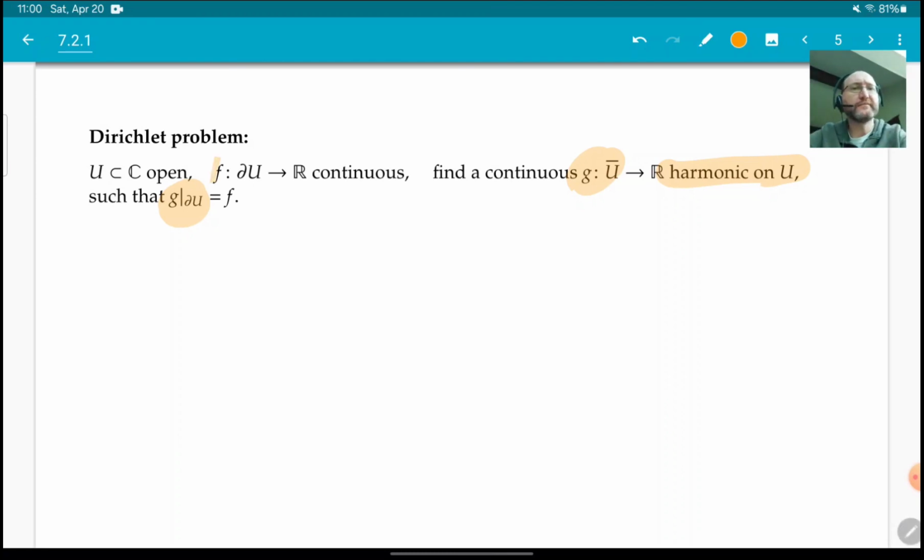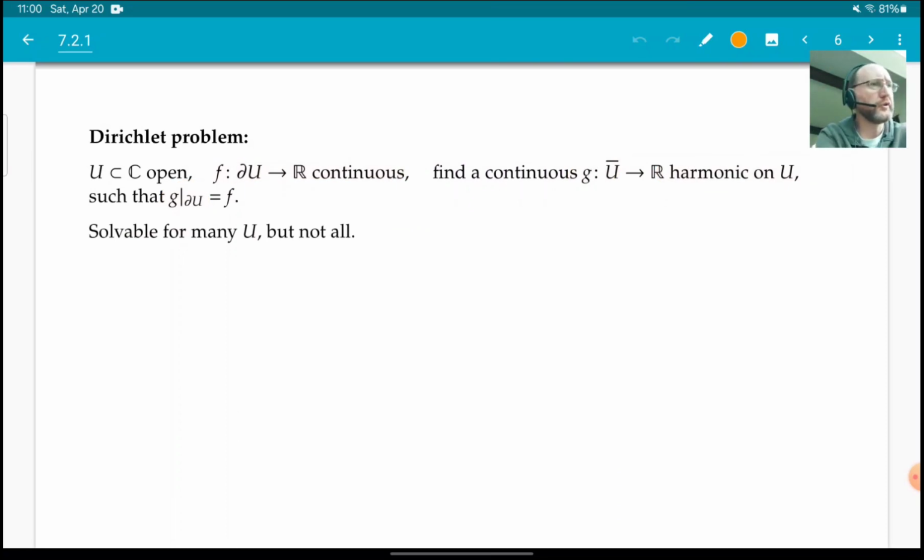Start with this data and then solve the Laplacian of g equals zero with a given boundary, the Laplace equation, right? That's what it is. So it's solvable for many U, but not all U. You can't just start with absolutely any U and any boundary data, but as long as the U has nice enough boundary, this is actually solvable.